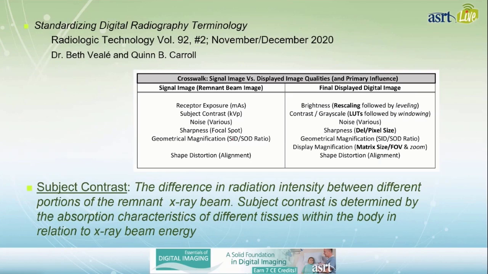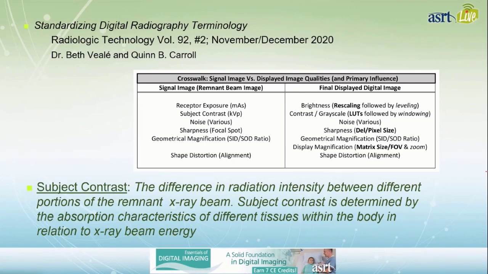In our original article by myself and Dr. Villay, we define subject contrast as the difference in radiation intensity between different portions of the remnant X-ray beam. And subject contrast is determined by the absorption characteristics of different tissues within the body in relation to the X-ray beam energy. And what we're trying to do is distinguish between this and final image contrast, the displayed image contrast.